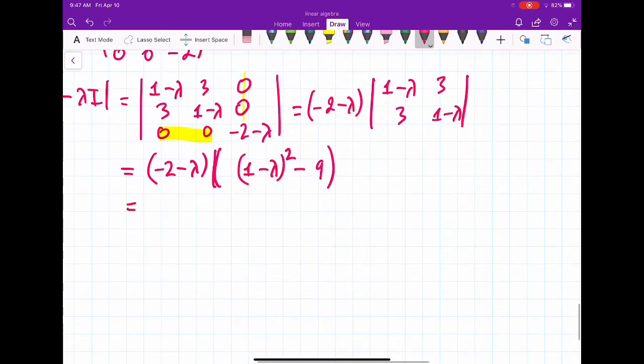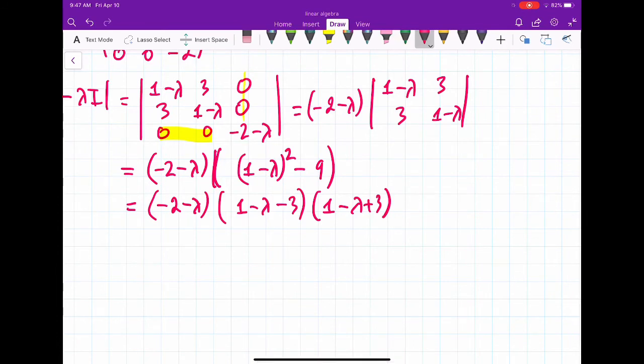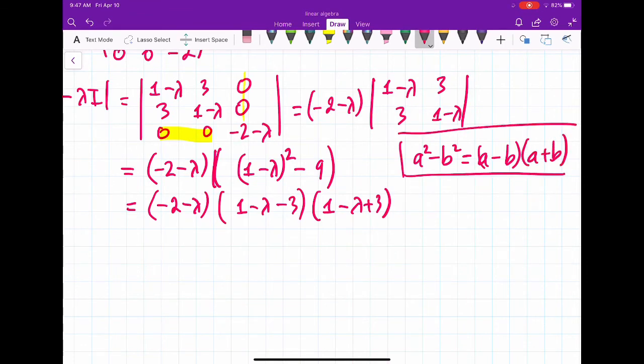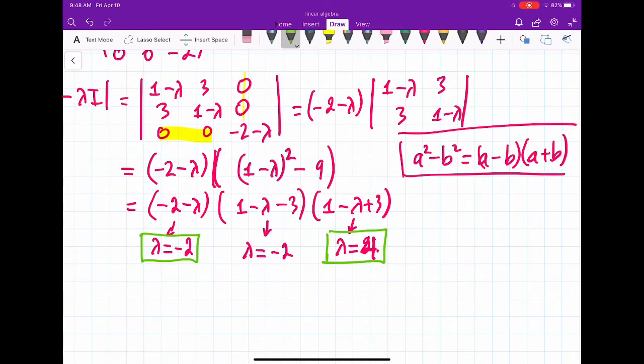We can factor this out. We have -2 minus lambda, times 1 minus lambda minus 3, times 1 minus lambda plus 3. Here we use a squared minus b squared equal to a minus b times a plus b, okay? So from here you get lambda equal to -2. From here you get lambda equal to, again, -2, interesting. And here you get lambda equal to 4, right? So this matrix has two eigenvalues, -2 and 4, all right?